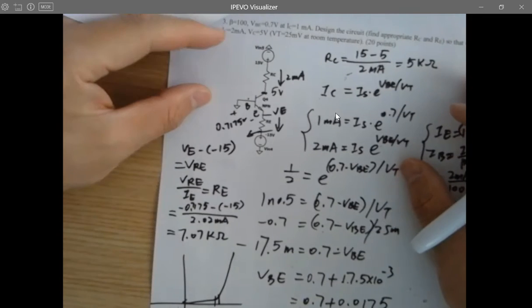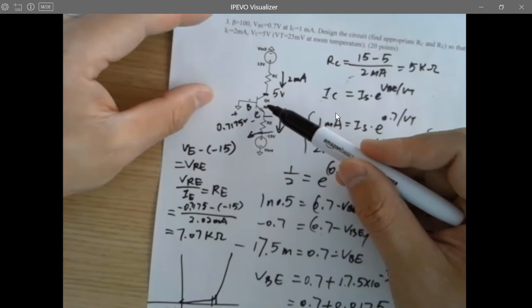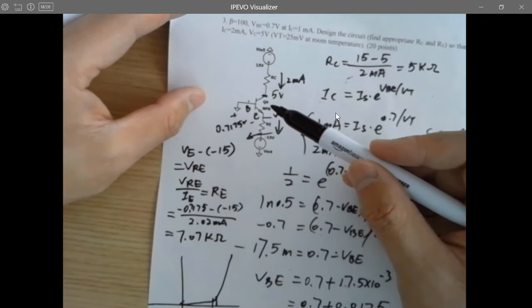If you like, yeah, I think so, yeah. It's hard to, I don't know if we can get a model, correct the model for this BJT.